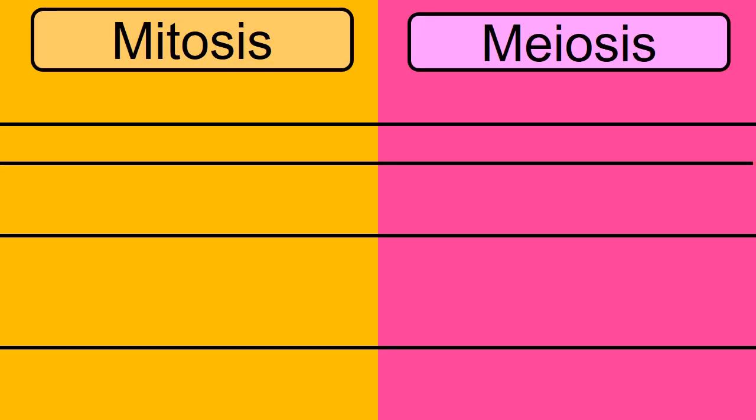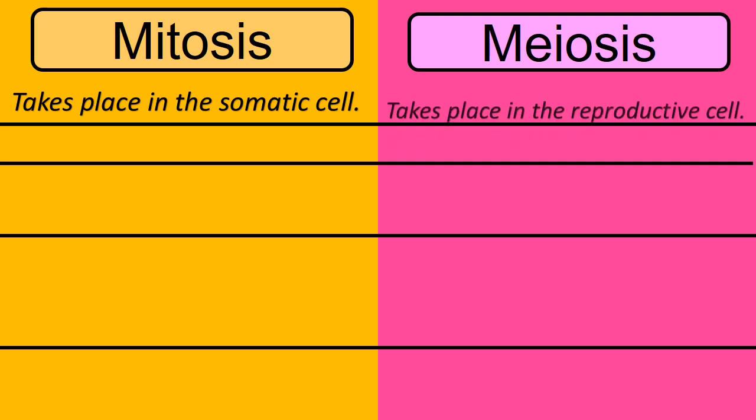What are the differences between mitosis and meiosis? Let's look at the first comparison. Mitosis takes place in the somatic cells of human and animal bodies. For plants, mitosis takes place at the tips of shoots and roots. Meiosis takes place in the ovary and testes in humans. In plants, meiosis takes place in the anther and ovary.